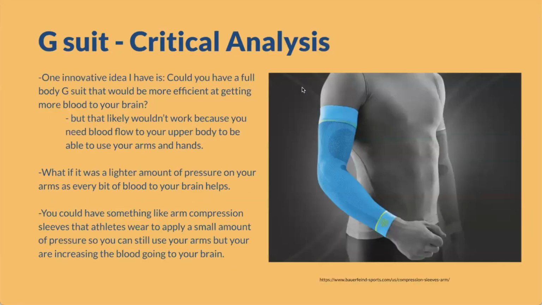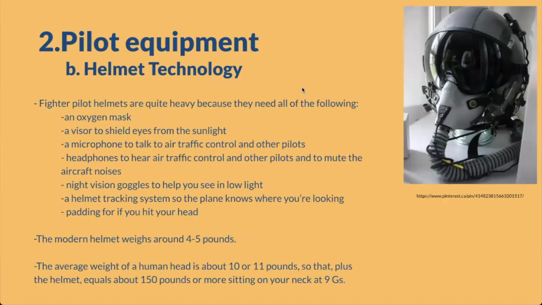One innovative idea I have is, could you have a full body G-suit that would be more efficient at getting more blood to your brain? But that likely wouldn't work because you need blood flow to your upper body to be able to use your arms and hands. What if it was a lighter amount of pressure on your arms, as every bit of blood to your brain helps? You could have something like an arm compression sleeve that athletes wear to apply a small amount of pressure so you can still use your arms, but you are increasing the blood going to your brain.